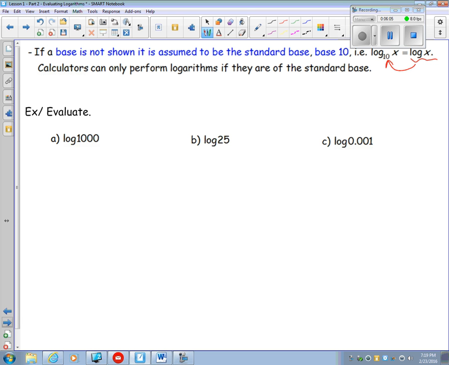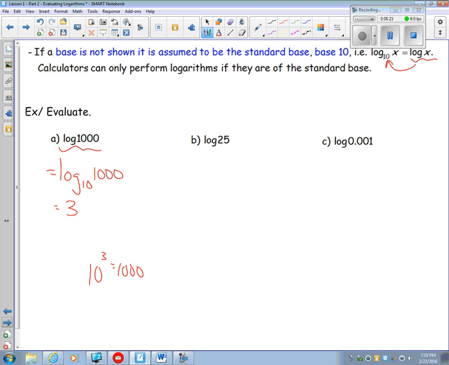So for example, these ones here are log of 1,000. That's assumed, oh, it's log base 10. We don't show that though. Okay, our calculators will do these ones. 10 to the power of what is 1,000? Well, if I just type that in, log 1,000, I'll get 3. And sure enough, 10 to the 3 is 1,000. Okay, which we could do by hand.